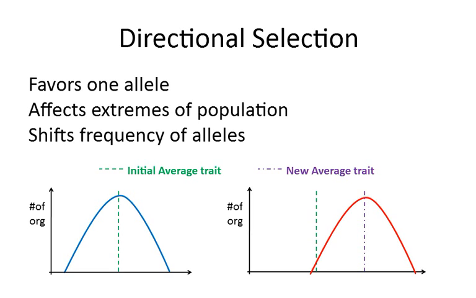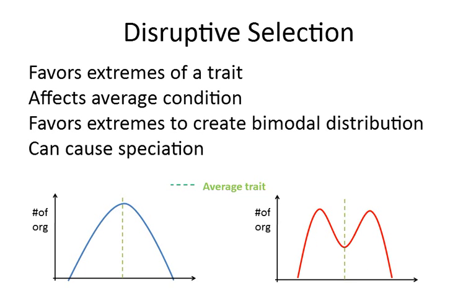So you would see over time the shorter genes, or the genes that would favor shortness in an individual, disappearing from a population. This shifts the graph of the phenotype over towards one extreme or another. So whereas you had an initial average trait, after directional selection takes place, you have a new average trait. In our example that we've been speaking of, the new average would be taller individuals. This tends to affect the extremes of the population more than the average.